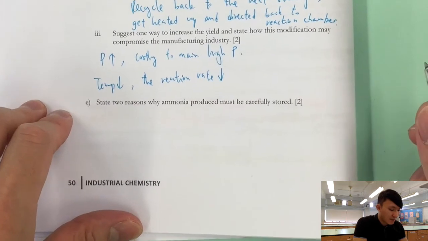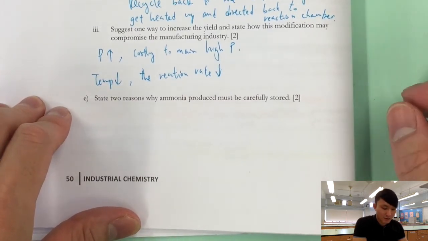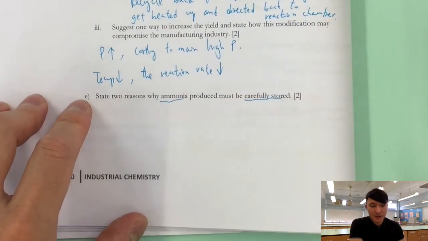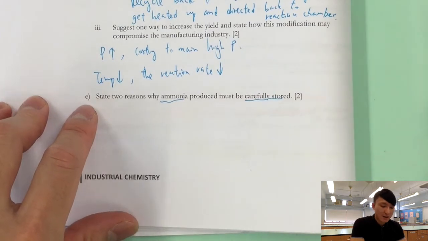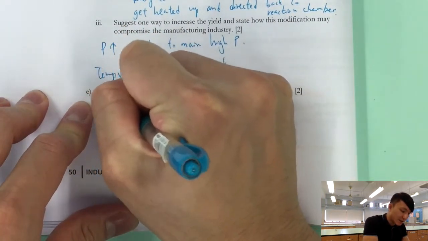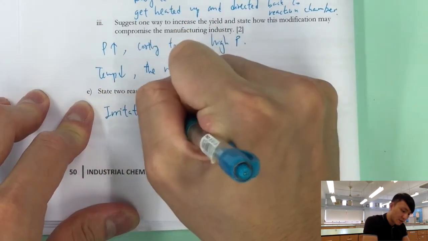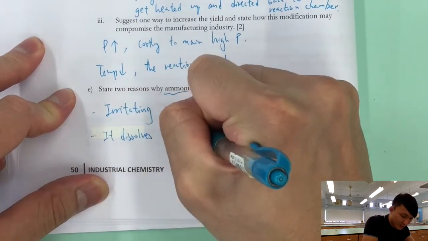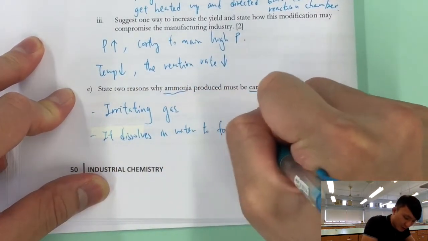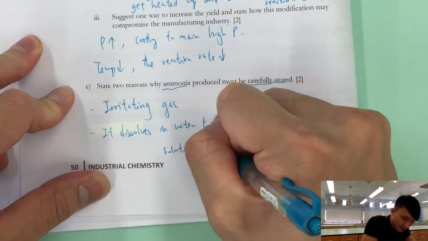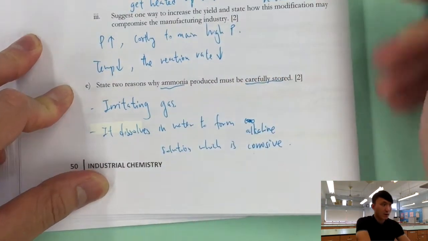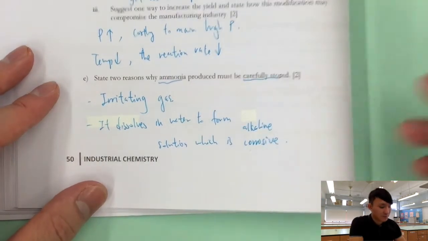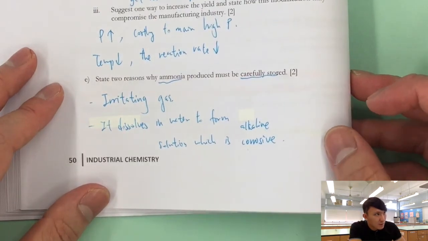Now, state two reasons why ammonia produced must be carefully stored. If you look at carefully stored, it has to do with the hazardous nature. Ammonia is an irritating gas. Also, it dissolves in water to form an alkaline solution, which is corrosive. So these are some hazardous natures of ammonia.